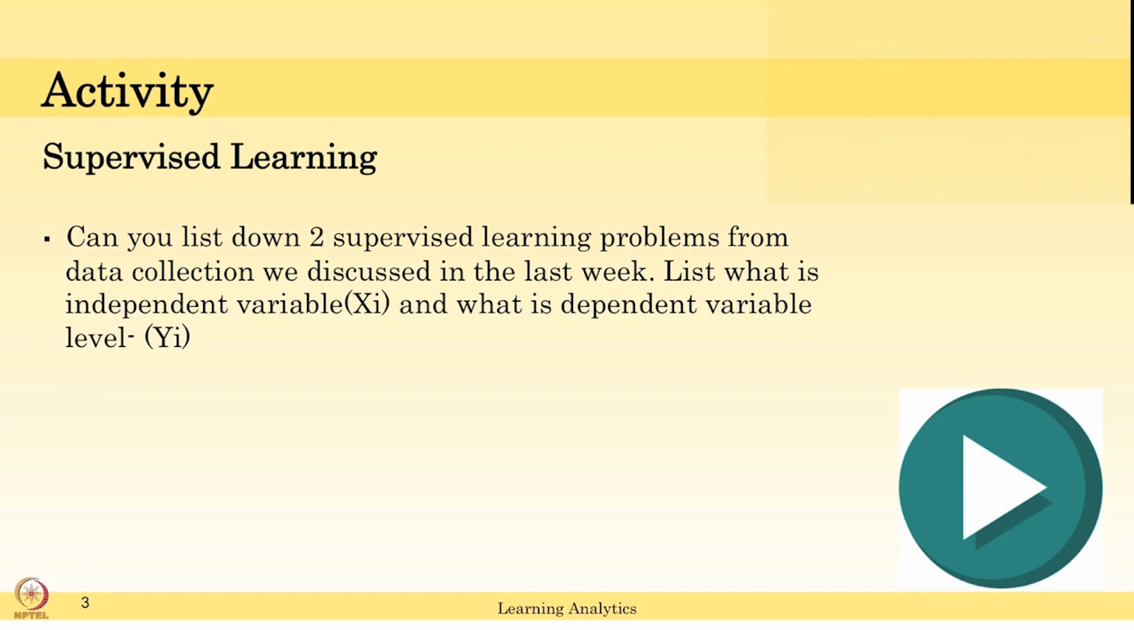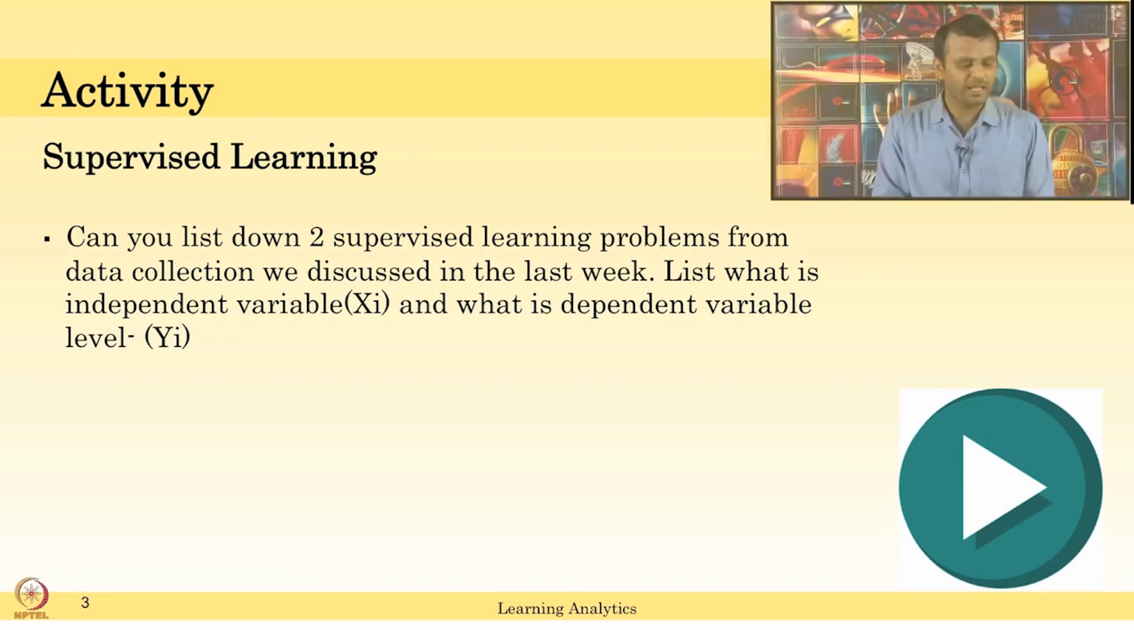So given the examples you saw in the previous slide, can you list down 2 other examples of supervised learning problems from the data collection we discussed last week? List what the independent variable is, that is xi, and what the dependent variable is, that is yi, the label. List down 2 problems and their independent variables and dependent variables, xi and yi. After listing it down, resume to continue.